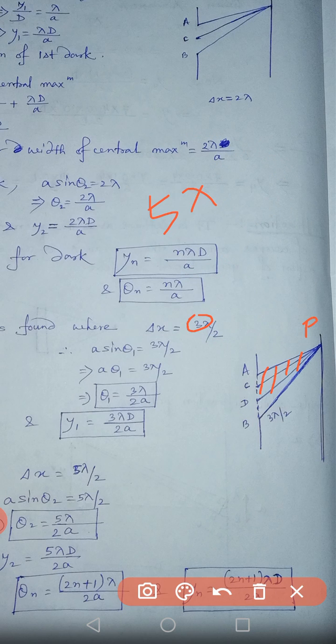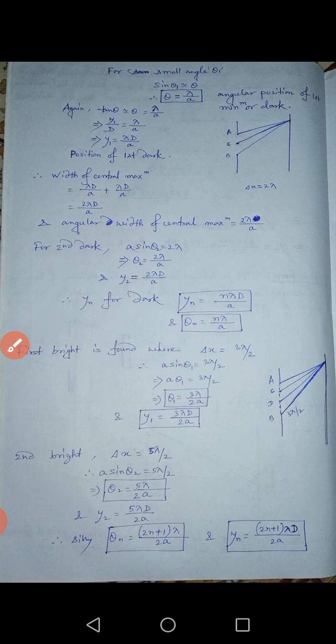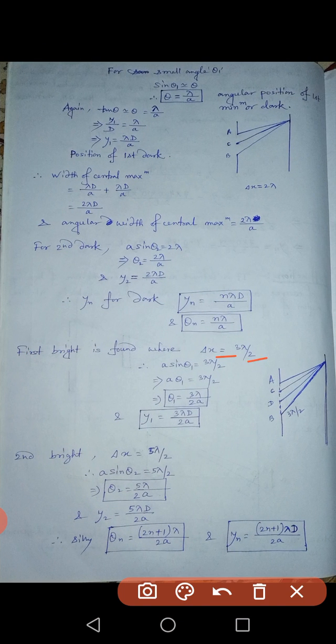That's what we have written here. The process is the same. Delta x is 3 lambda by 2 for the first bright. Again, delta x means a sin theta 1. Theta 1 I have written because it is the first bright, 3 lambda by 2. Then y1 will be what? With this we have to multiply a capital D to get the linear position. This is the angular position. For the second bright, as I told you, instead of 3 lambda by 2 this will be 5 lambda by 2. So from this theta 2 is this, y2 is this.